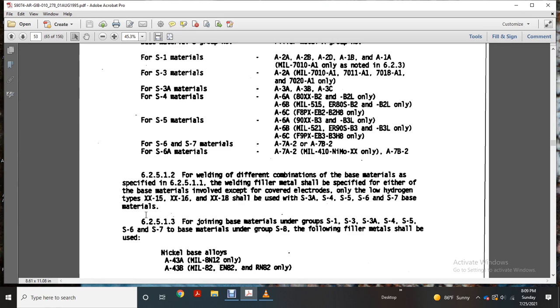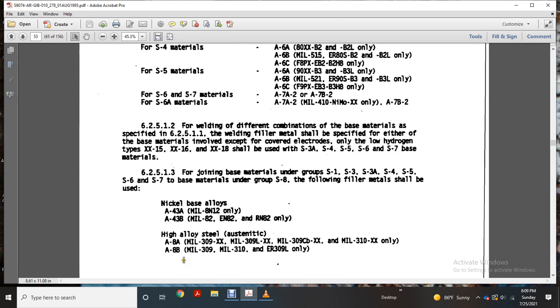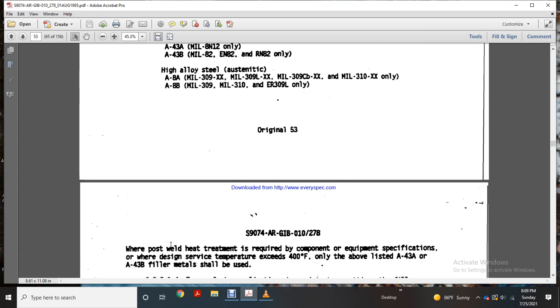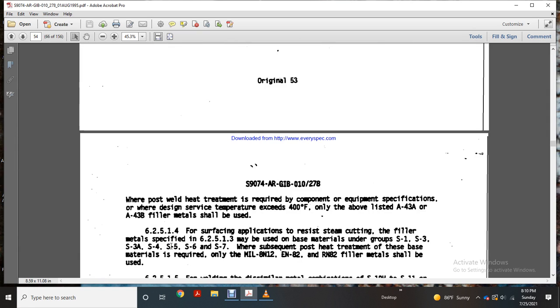6251-3 for joining base materials under the group S1, S3, S3A, S4, S5, S6, S7. Base materials under subgroup S8: the following filler materials shall be used, the nickel base alloy A43A, A43B, high alloy austenitic A88, A88A, A88B. For post-weld heat treatment required with the component of the equipment specification where designed for temperatures exceeding 400 degrees Fahrenheit, only the A43A with the A43B filler metal should be used.